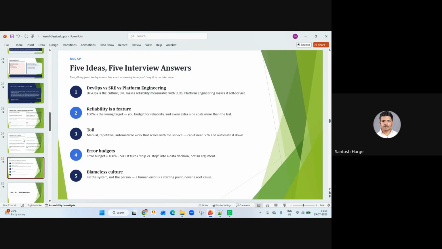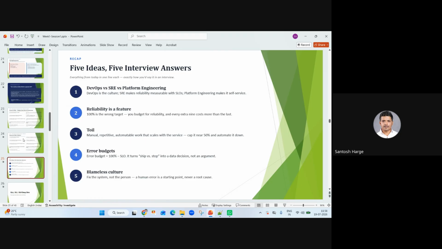Toil elimination. Toil is nothing but manual and repetitive work. You should keep the manual work under control, below 50%, and the rest of the 50% our team should be focusing on automation. Error budget is nothing but 100% minus your SLO.